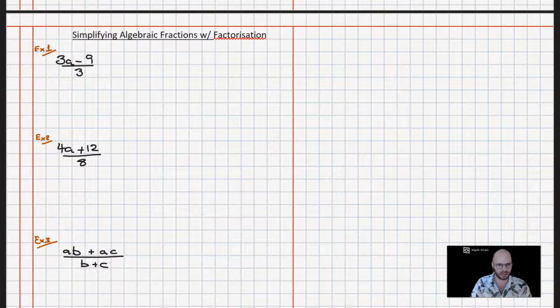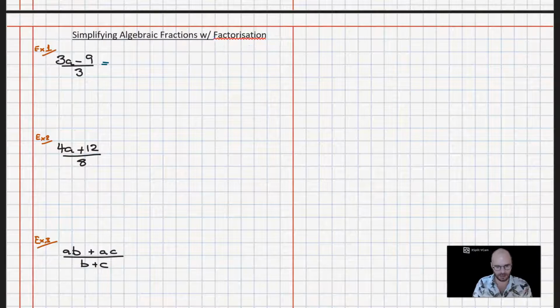Now, jumping straight into it, we look at example 1 and we see we have 3a minus 9 all over 3. Now with this we could go straight ahead and say that 3 and 3 are divisible and 9 and 3 are divisible, so therefore the answer is going to be a minus 3. But that's not very intuitive to seeing everything that's going on there. Rather, what we can do is practice the simplification process using factorization.